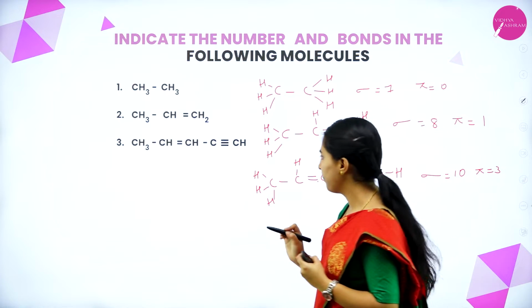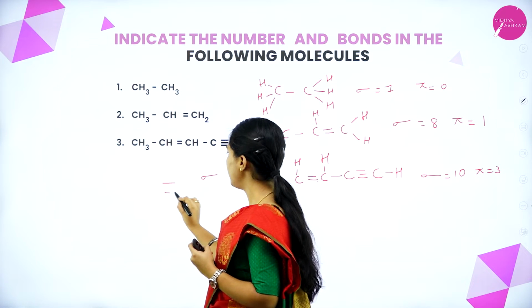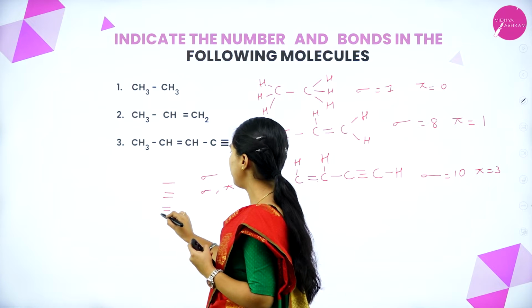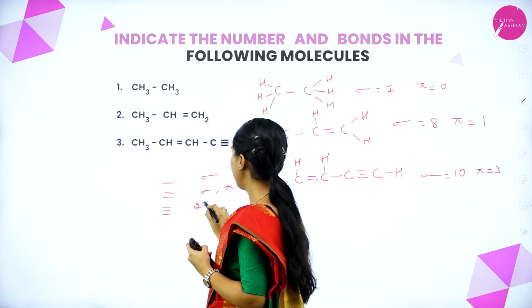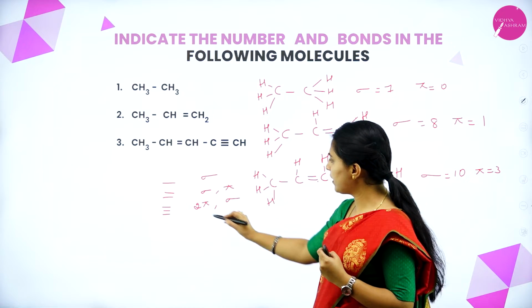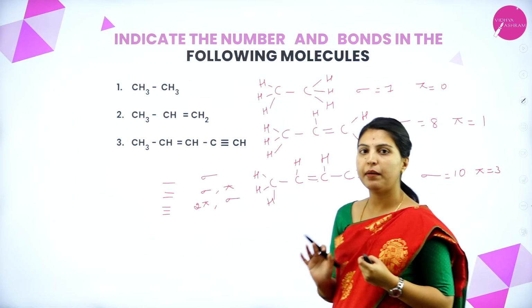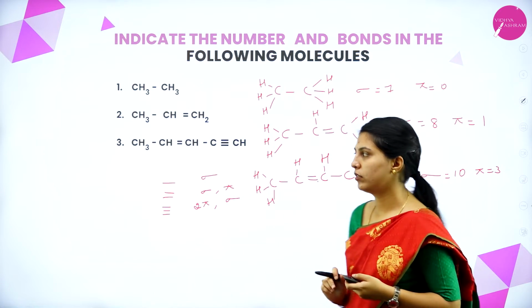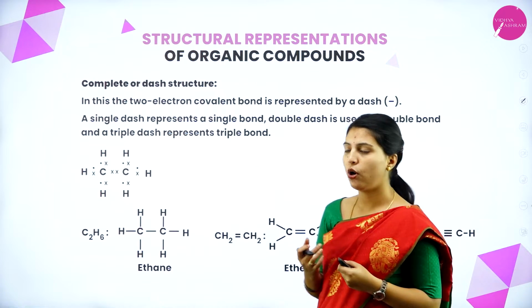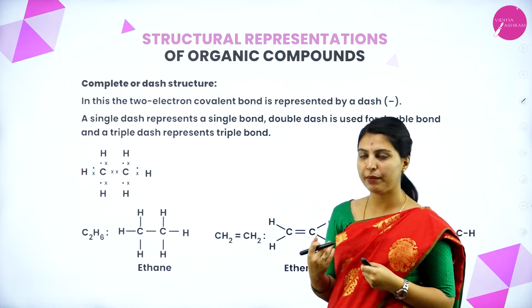You should remember: single bond means only sigma, double bond means 1 sigma and 1 pi, triple bond means 2 pi and 1 sigma. If you keep this rule in your mind, you can indicate the number of sigma bonds and pi bonds easily. Okay. Next is structural representation of organic compounds. There are so many structural representations. We'll see them one by one now.